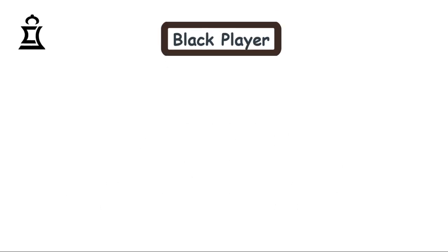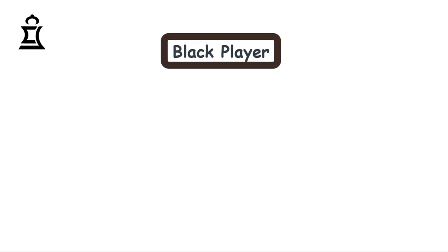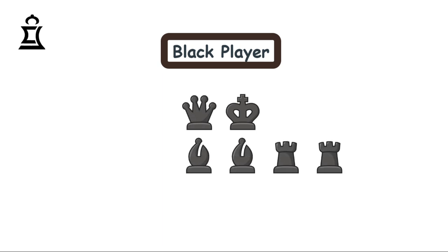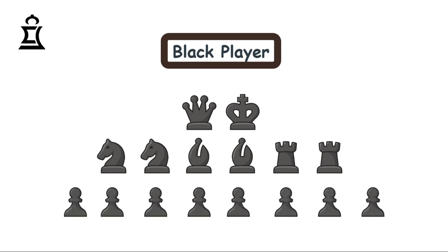Similarly, the black player's pieces include 1 king, 1 queen, 2 rooks, 2 bishops, 2 knights, along with 8 pawns, totaling 16 pieces.